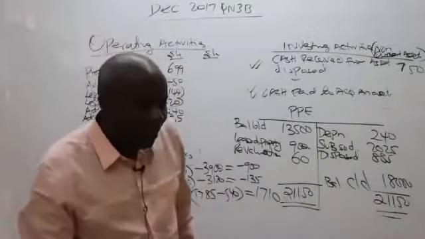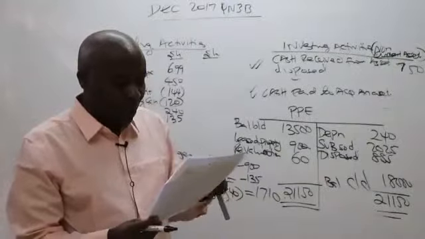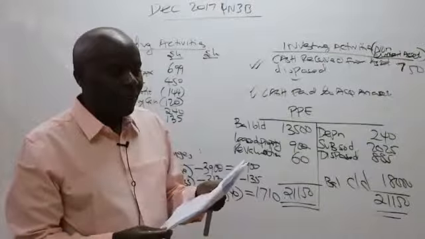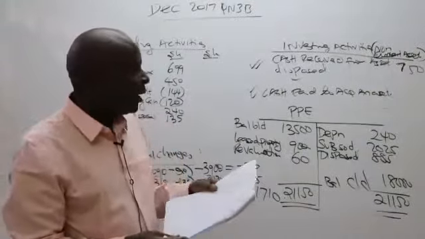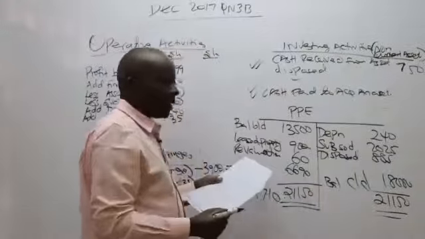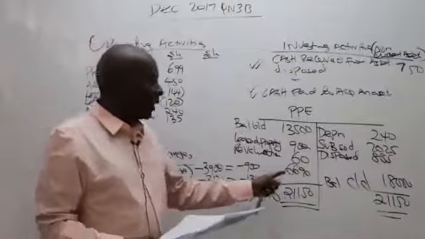Balancing figure. The revaluation amount is from where? It's from note number 6. From note number 6. So you are telling me it is 66 what here, somebody? This is 6690. So what do you think this 6690 is to us?